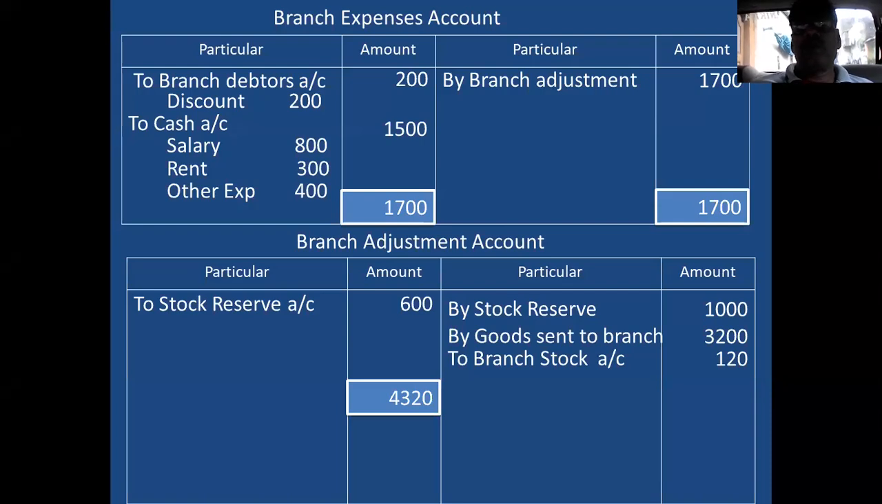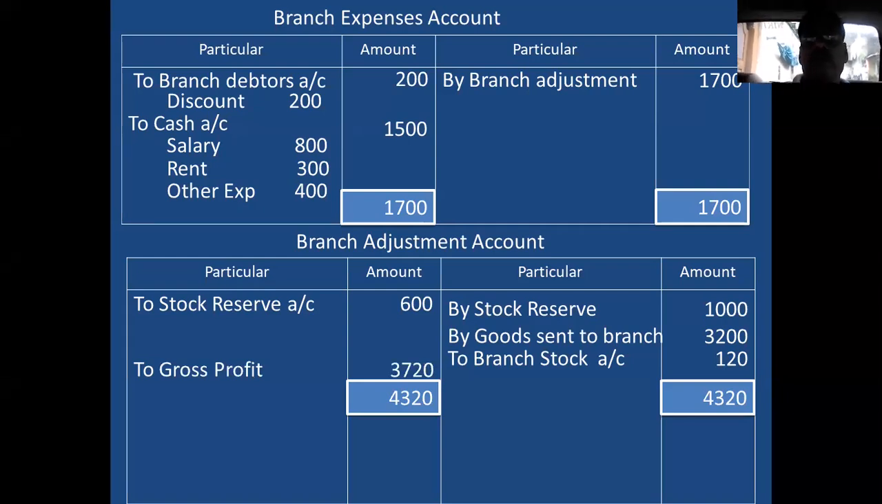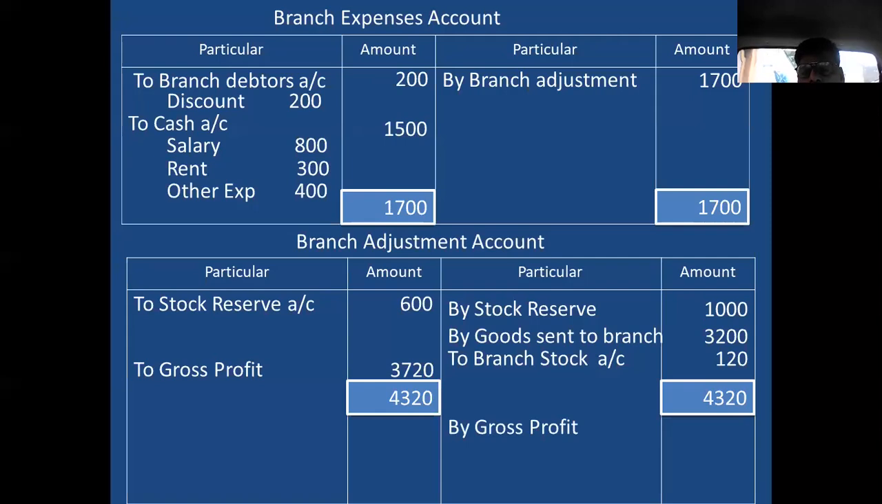Then return to head office is not in the problem. You close the account and insert in the gross profit. So gross profit is 3,720. Then you take the expense to the adjustment account.